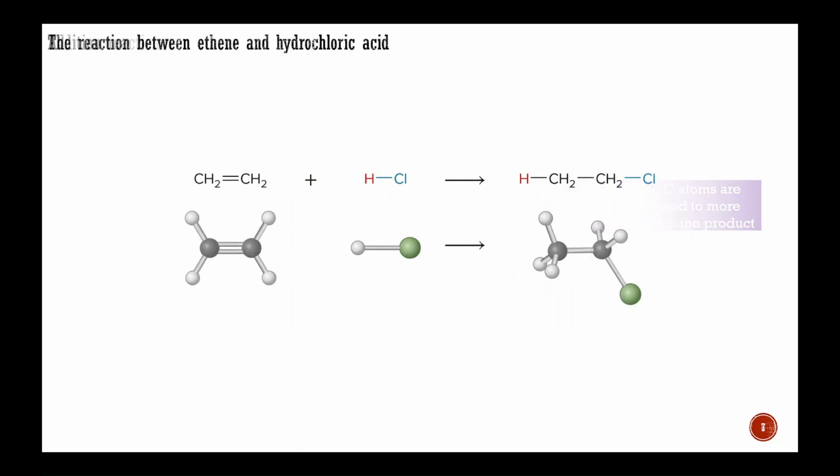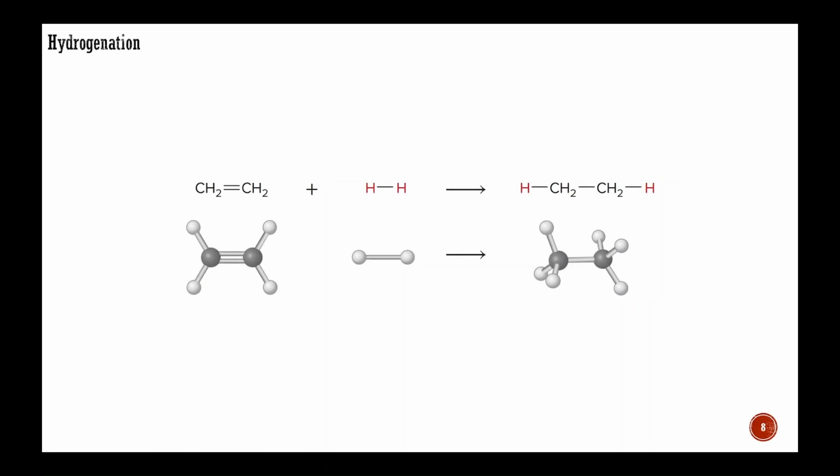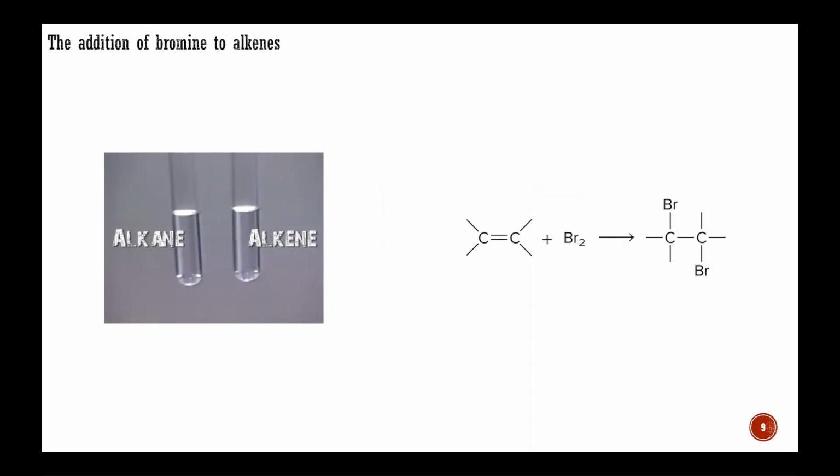As a specific example, we can consider the reaction between ethene and hydrochloric acid, which leads to the formation of chloroethane. Another example is the addition of hydrogen to the double bond in ethene, a process called hydrogenation. In industry, a similar hydrogenation reaction is used to convert unsaturated vegetable oils into saturated fats. Additionally, the addition of bromine to alkenes serves as the basis for a well-known color test for the presence of carbon-carbon double bonds, a method that is still widely used today.